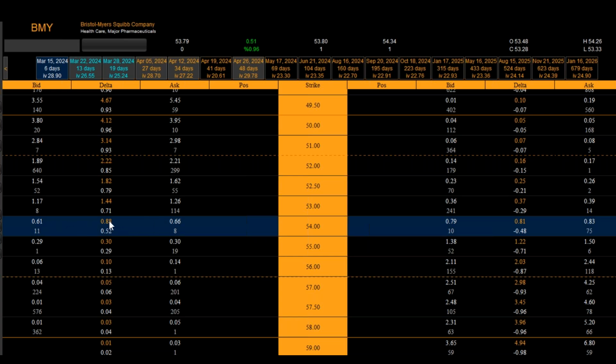Typically, you're going to get filled somewhere in the middle. You're typically not going to be able to sell it at the high and buy it at the low. It's usually going to be somewhere around 64, 65 cents. Something like that. But anyway, this is the bid-ask spread.